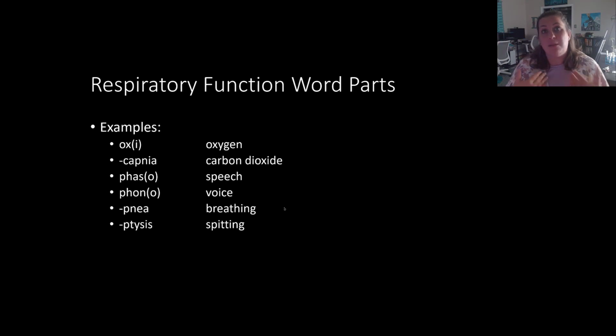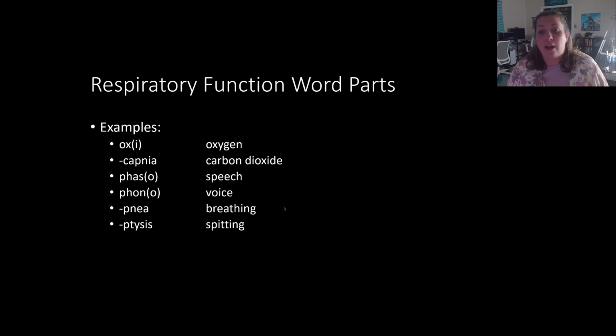Another thing, remember we talked about the respiratory system helps you with speech because as the air goes across your vocal cords, they vibrate, allowing you to talk. So we will see too that the ability to speak is another function that the respiratory system does, and we have again some words that deal with the speech and the voice. So you have phasio, which is the speech, phono, which is the voice.